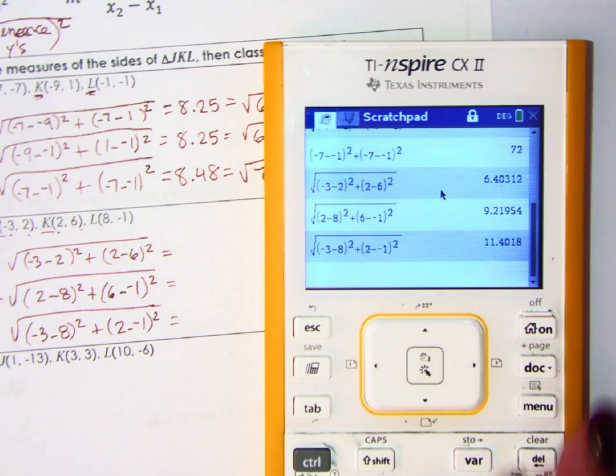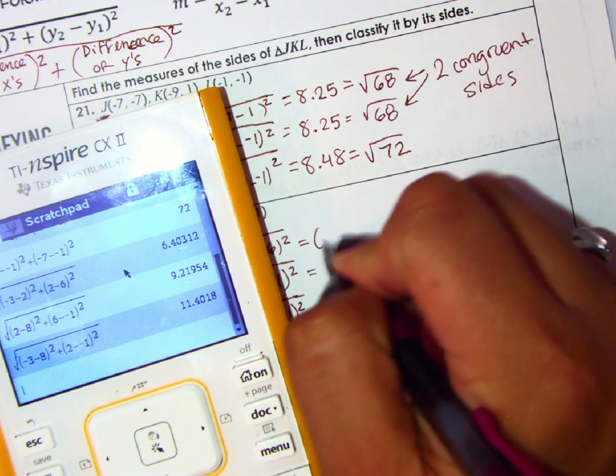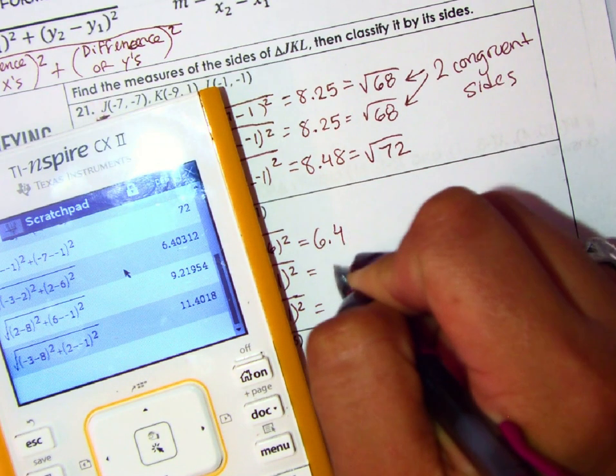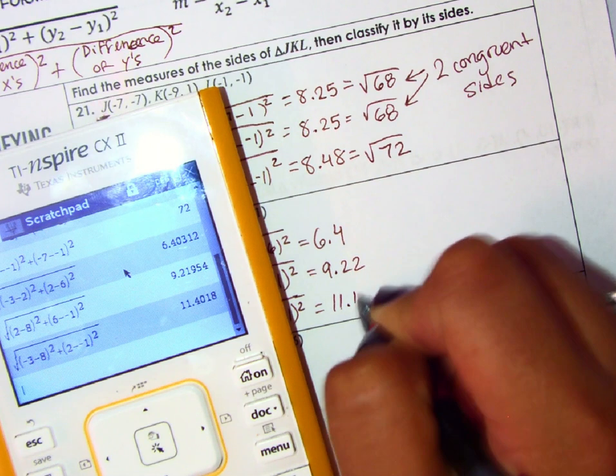All right, so all three side lengths are different, which means they are not isosceles. This is a scalene triangle because they're all different.